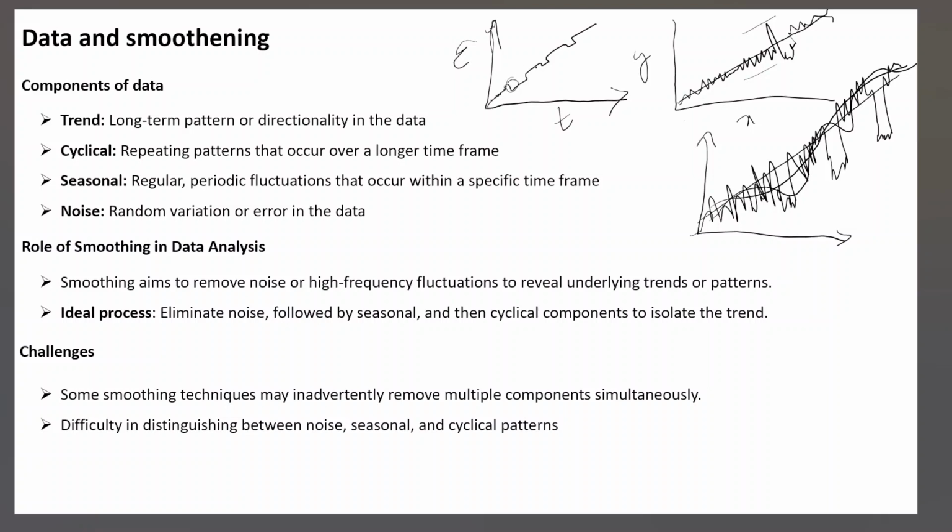So this is happening cyclically at a regular interval. If you see the interval, it is about 8 hours, which can be easily identified from this. So that is cyclical: repeating patterns that occur over a longer time frame. Then seasonal. Seasonal is a regular periodic fluctuation that occurs within a specific time frame.